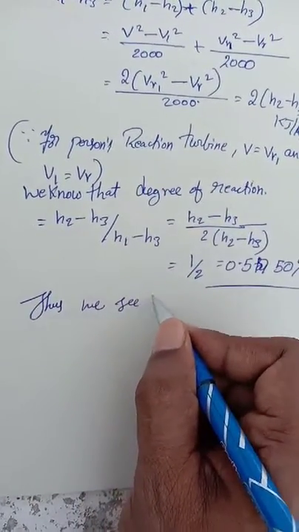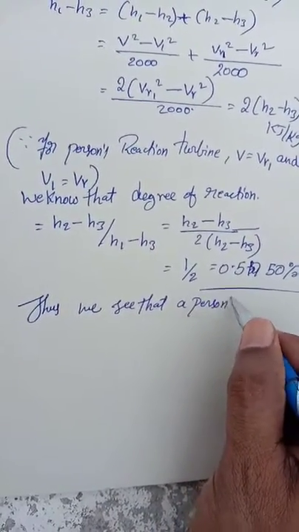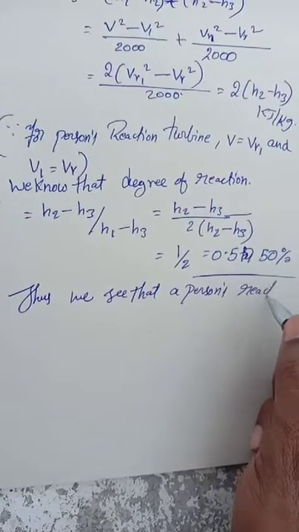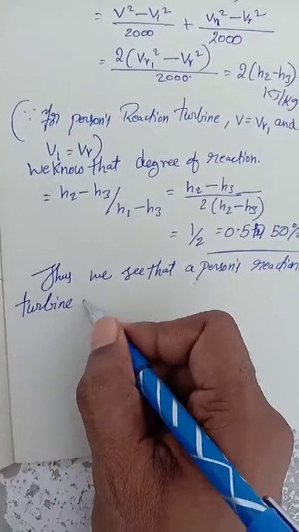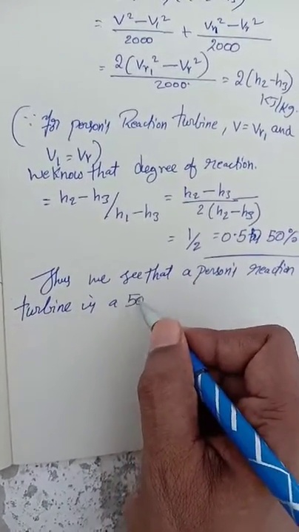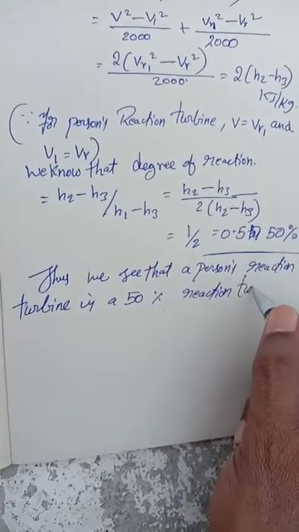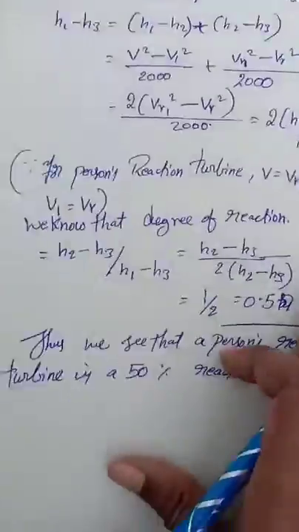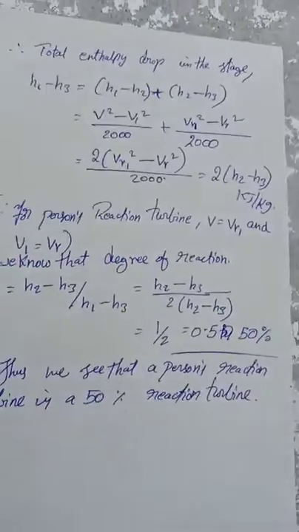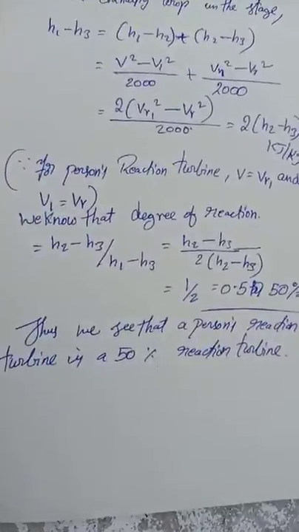So thus we see that a Parsons reaction turbine is a 50% reaction turbine. Okay, so this is the calculation part to solve the power, work done and enthalpy drops.